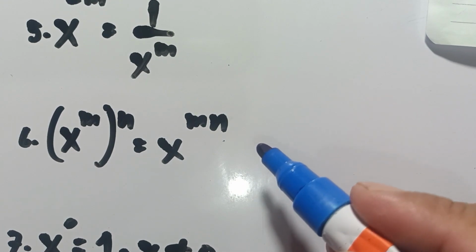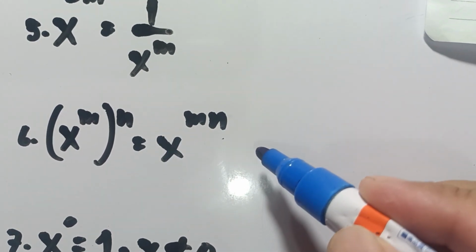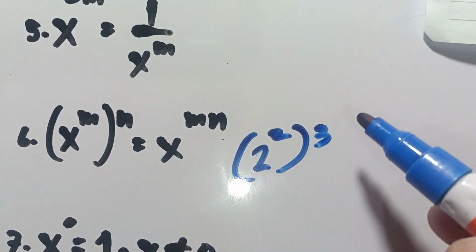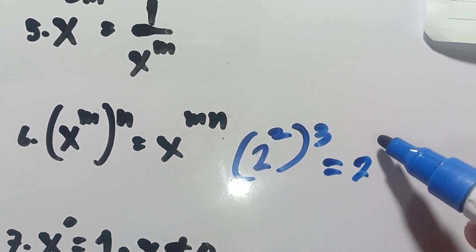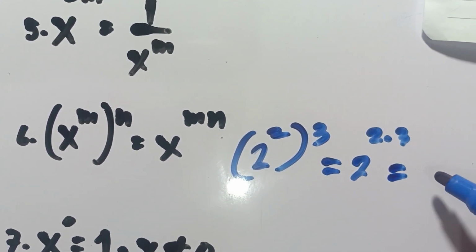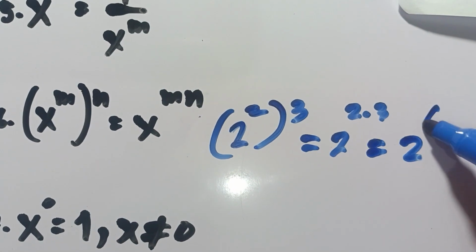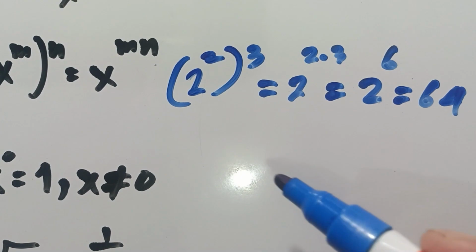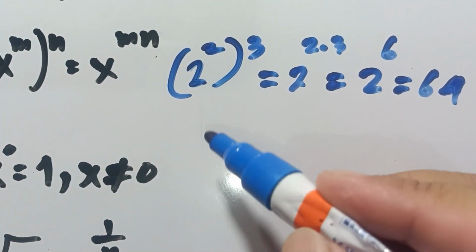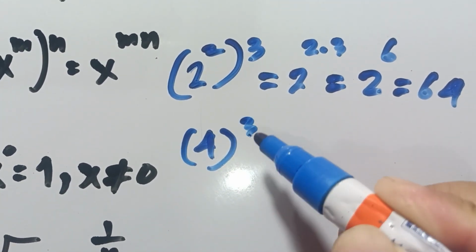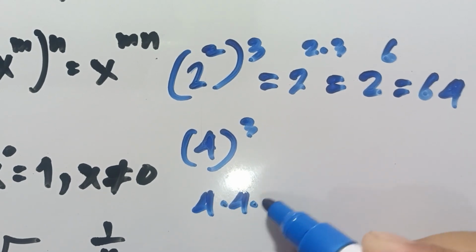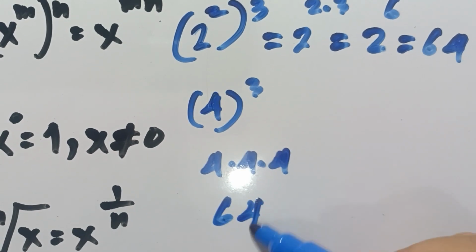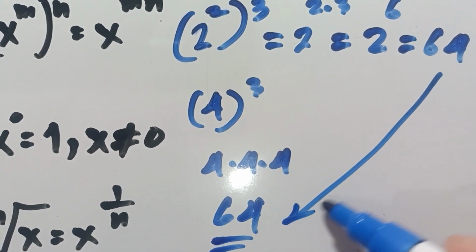An example of this one for the whole number: 2 to the power 2 to the power 3 is equal to 2 to the power 2 times 3, so this becomes 2 to the power 6, which is 64. And let's check if this is 64. 2 to the power 2 equals 4, to the power 3, so this becomes 4 times 4 times 4. 4 times 4 is 16, times 4 is 64. So this is correct. These are both equal.